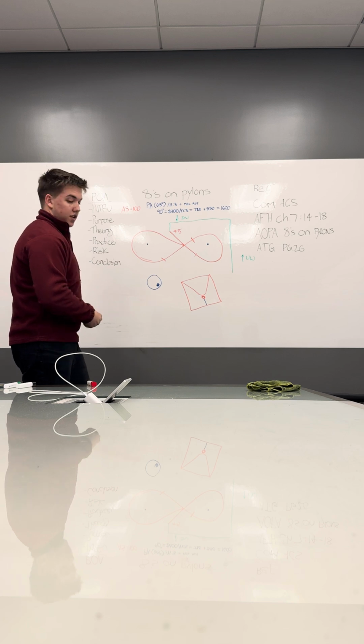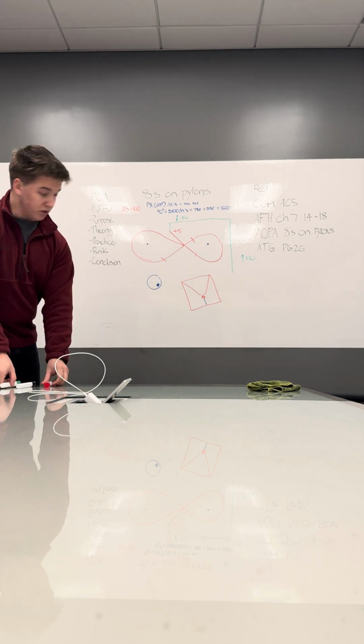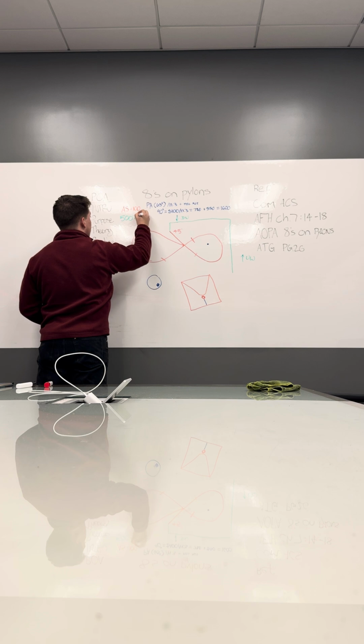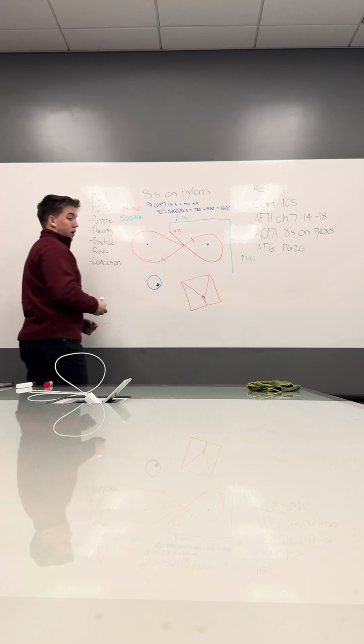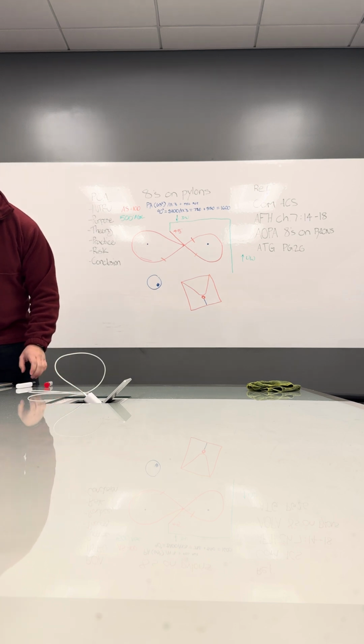And then, yeah, some restrictions with this is that it is required that you maintain 500 feet AGL above the ground at all times. If you go below that, automatic failure.